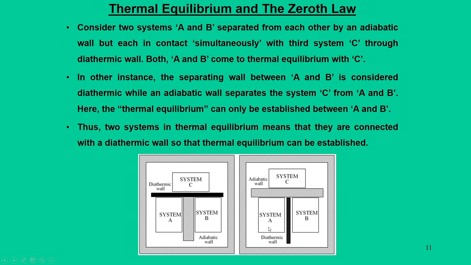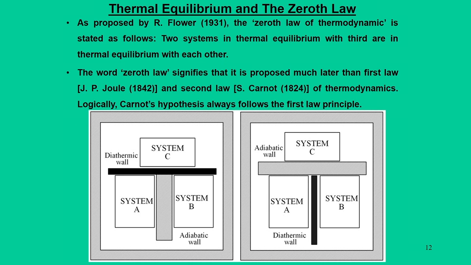So, in this case equilibrium can be achieved between A and B. In the first case, the equilibrium can be achieved for A and B through the system C. So, this is the most essential concept of thermal equilibrium and the Zeroth law, which says that if two systems are in thermal equilibrium with a third, then they are also in thermal equilibrium with each other.